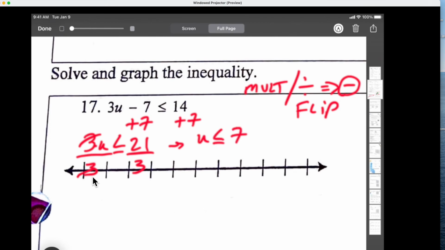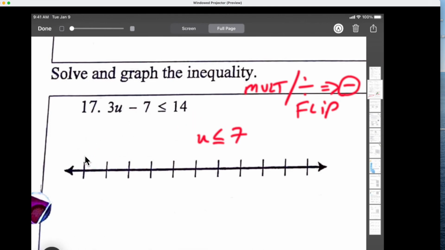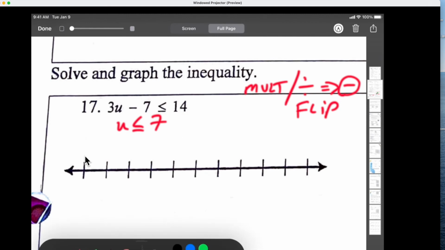We divided by positive 3, not negative 3. Therefore, we did not flip the sign. Okay, so we solved it because we isolated the variable. Now we got to graph it. Okay, notice, you only have one variable here. That's why it's on a number line type of graph.